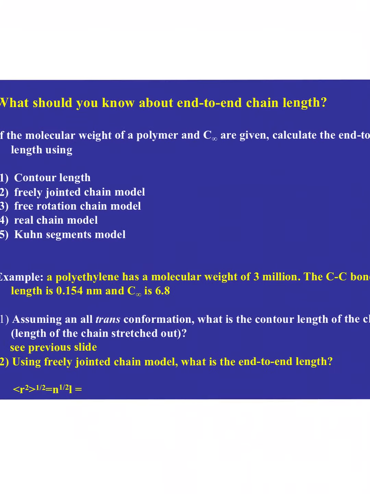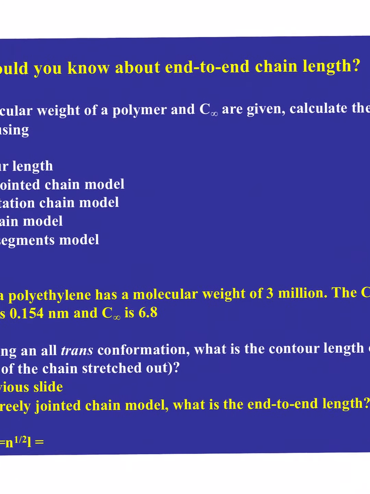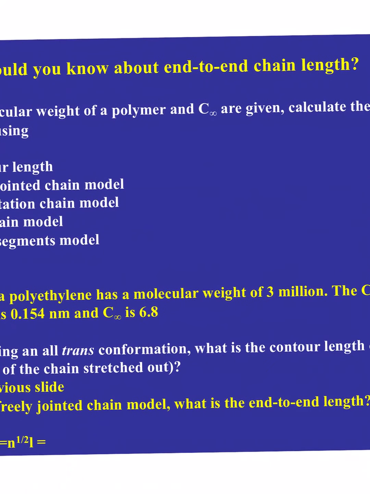All right, so I've thrown a bunch of stuff at you here, and the question is, what do you need to know? Basically what you'll need to be able to do is, if I give you the molecular weight of a polymer and I give you C sub infinity, you should be familiar enough with the use of these formulas, and I'll give you homework that helps you get to that familiarity, to calculate the end-to-end length using these different quantitative approaches. Either the contour length, which is just high school geometry, the freely jointed chain model, the free rotation chain model, the real chain model, and then finally the Kuhn segments model. Okay? You're not familiar with that now, but by the time you work through it, it's quite straightforward. As long as you just keep the formulas straight in terms of which one applies to which situation, there shouldn't be any struggles here.